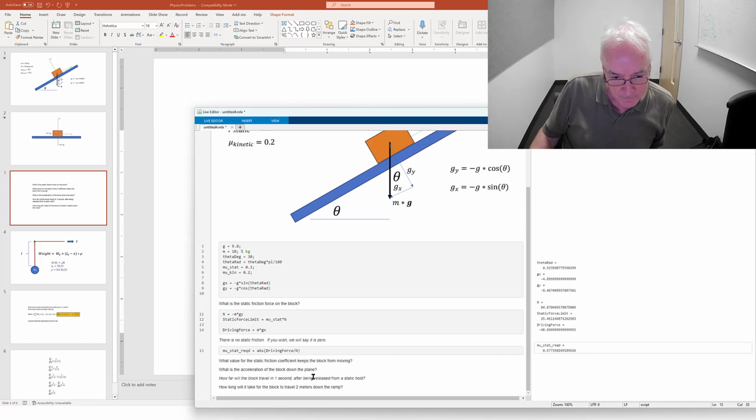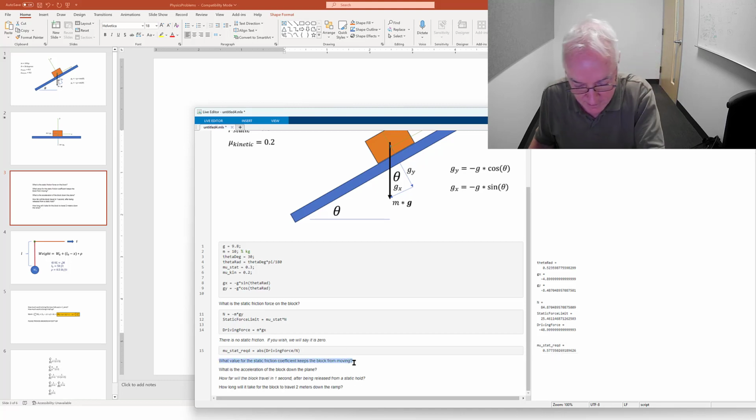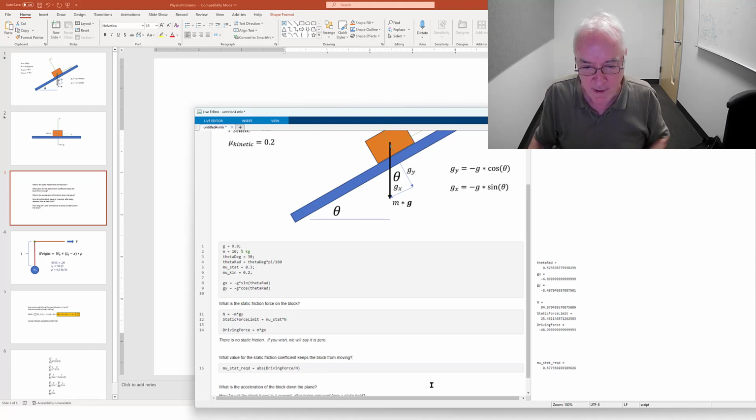Let's see. Oh, that should be in front of that. So let me just control exit. I'll paste it right back like that.